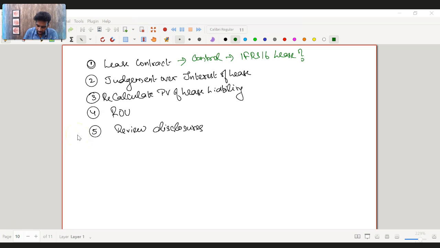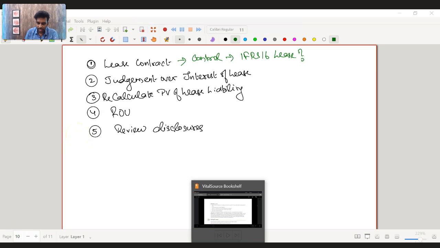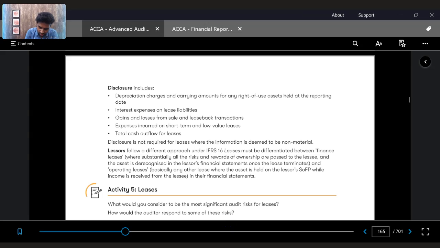So in terms of the disclosures, what are the things that have to be disclosed in the notes to accounts? Let's look at here. The disclosure should include depreciation charges and the carrying amount of ROU held at the reporting date, interest and expense on the lease, like what is the implicit rate of interest and what are the expenses on lease liability you are going to calculate that have to be reported, gains or losses on the sale and leaseback transactions, expenses incurred on short-term or low-value leases, total cash outflow for leases should also be mentioned very clearly in the disclosures. If these disclosures are not present properly in your financial statement, then it is not appropriate. They have to be reviewed.